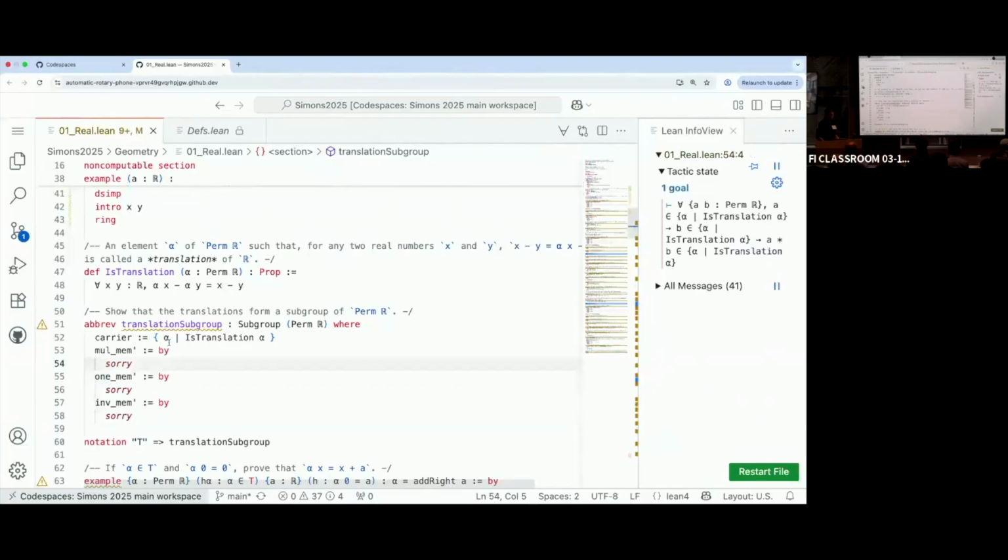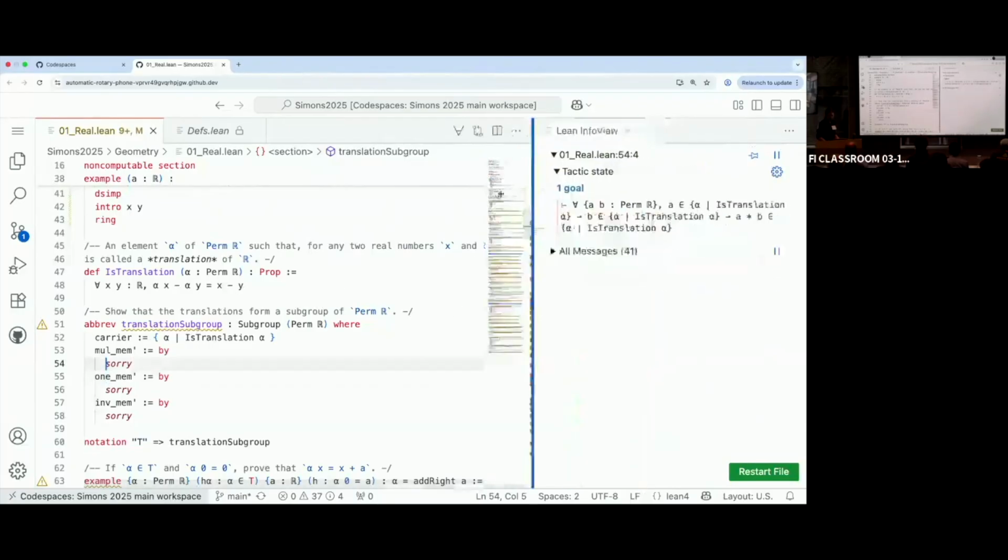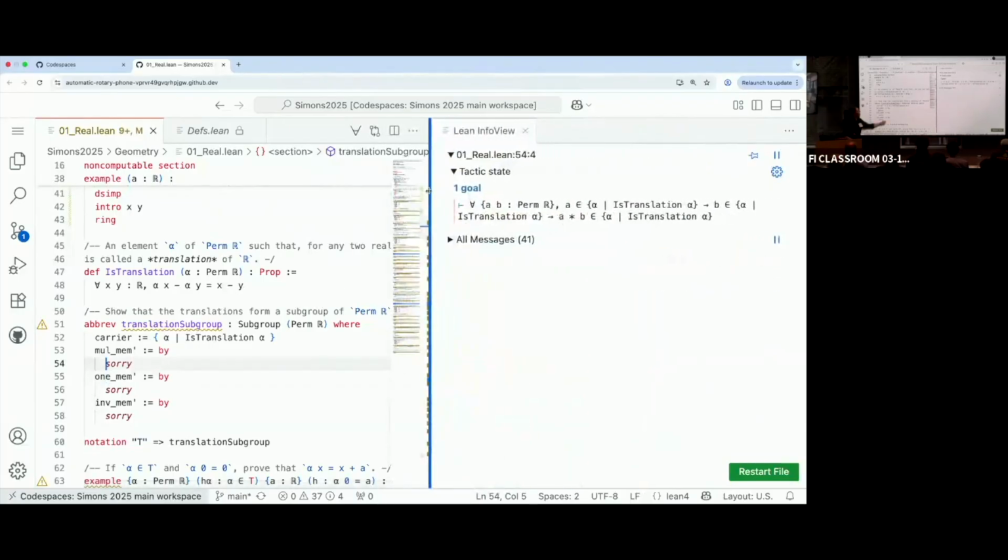So here I am with the first task. I have to prove for any 2 permutations A and B, if A is in the set of translations and B is in the set of translations, then A times B, which it is correctly interpreting to mean the composition of A and B, also is in the set of translations. Any suggestions about how I should start here? Which way is the composition? I confidently expect that it will tell us later on. I think it's B composed with A.